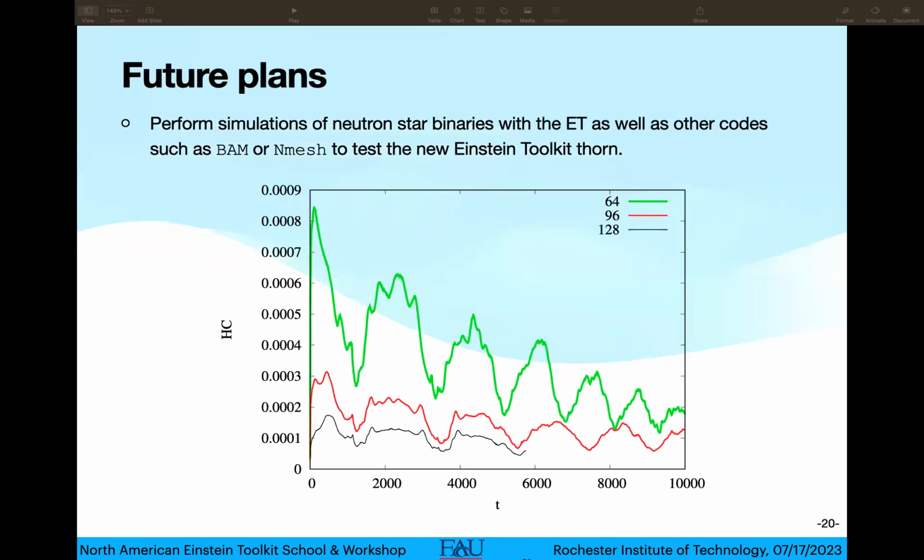And now let me show you also the progress in our research in terms of the better resolution cases. That's the Hamiltonian constraint for one of our runs, this diagonal for a different resolution, 64, 96, 128 numerical cells across the star. So the general behavior of the Hamiltonian constraint is actually good, we are satisfied.